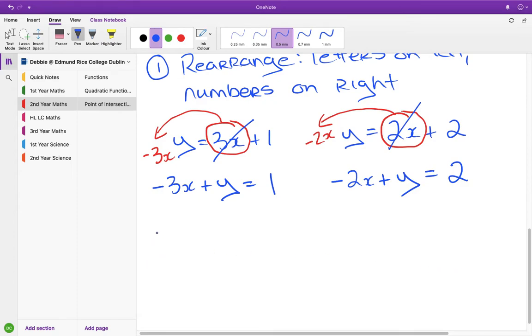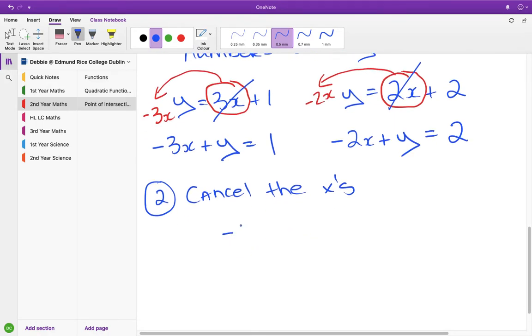That's step 1. Step 2 is to cancel the x's. So to cancel the x's, you need to get the number in front of x to be the same but with an opposite sign. So for example, we need a 6 and a minus 6, or a 10 and a minus 10, or a 12 and a minus 12. So the numbers need to match and the signs need to be different. Okay, so I'm going to shoot here for a 6 and a minus 6.